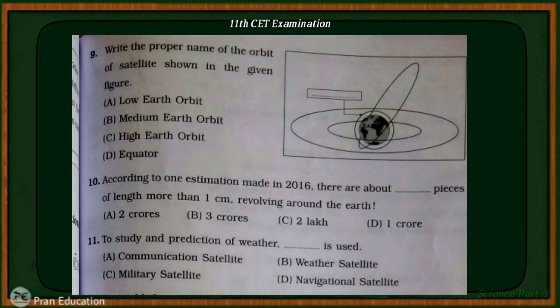Ninth, write the proper name of the orbit of the satellite shown in the given figure. Options: A, low Earth orbit. B, medium Earth orbit. C, high Earth orbit. D, equator. The correct option is option A, low Earth orbit.